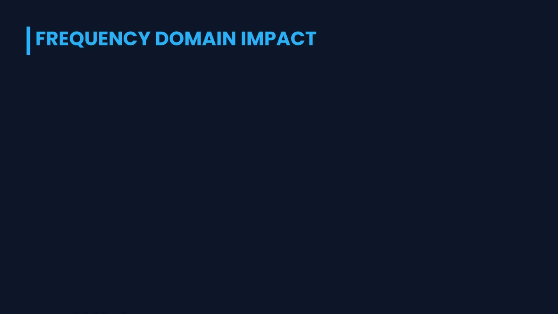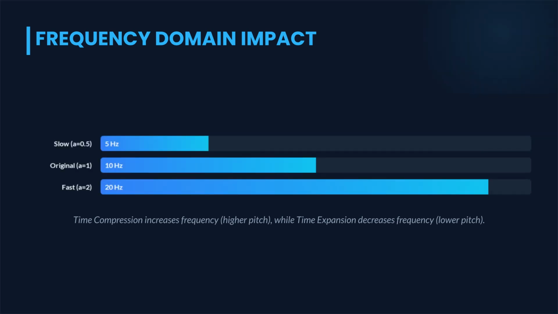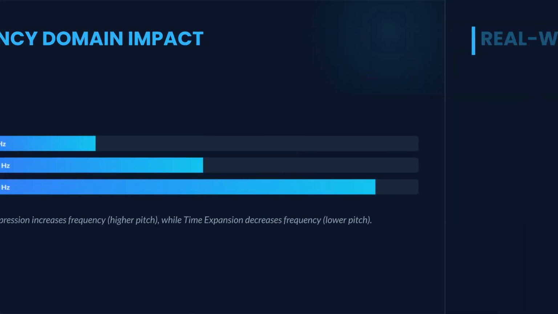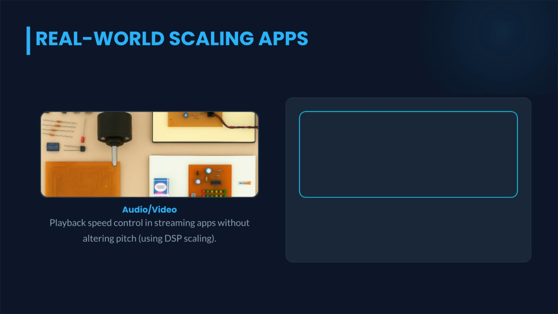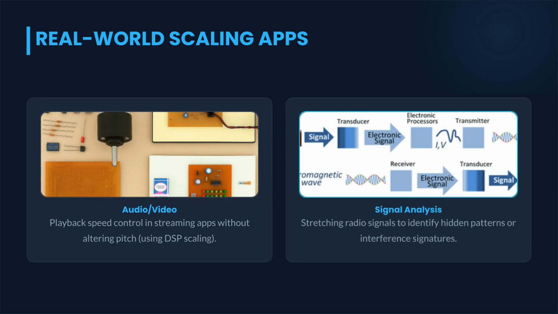Time scaling impacts the frequency domain. Compression increases frequency, resulting in a higher pitch, while time expansion decreases frequency, leading to a lower pitch, as shown by the examples of 5, 10, and 20 Hz signals. Time scaling has important real-world applications. In audio and video, DSP scaling controls playback speed without changing pitch. In signal analysis, stretching radio signals helps identify hidden patterns or interference signatures.